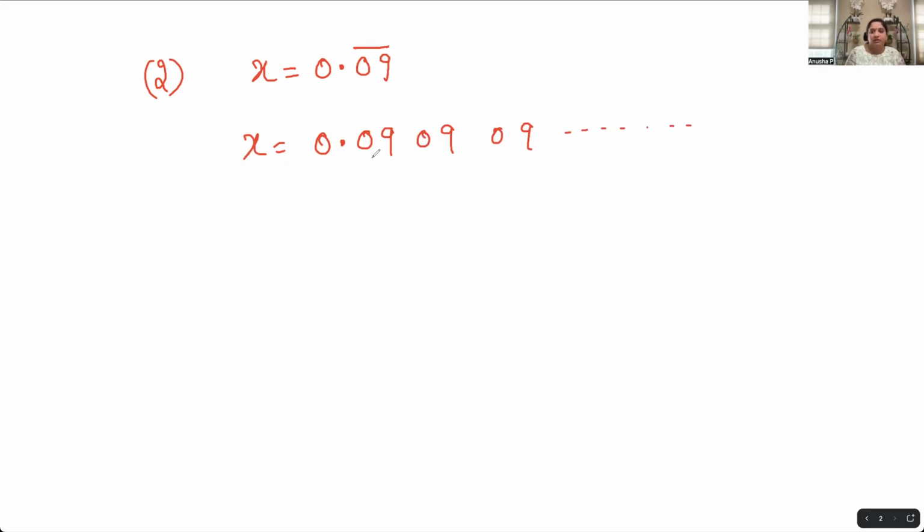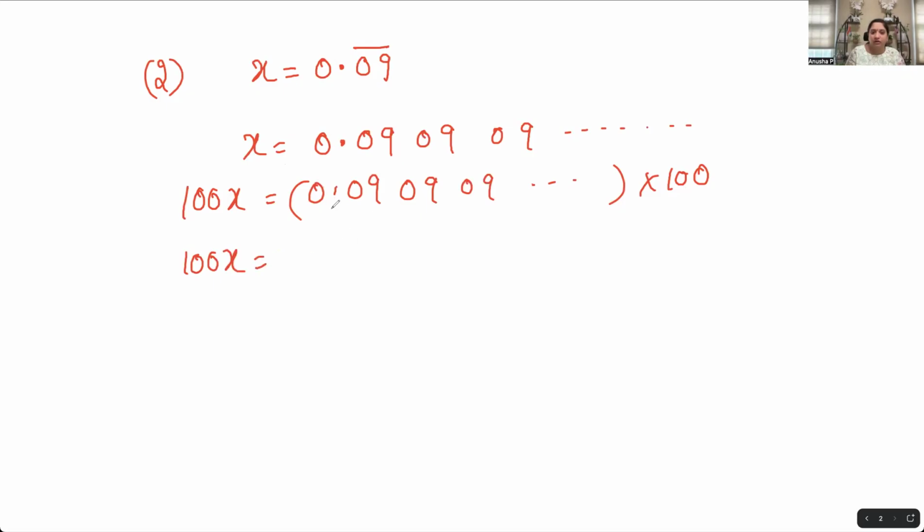Now the second example, x is equal to 0.09 bar. Two numbers are repeating. So it is 0.090909. Okay. After the decimal point, because we have two numbers repeating, we multiply both sides of the equation by 100. We are multiplying both sides of the equation by 100. When you multiply by 100, it will jump two places to the right.